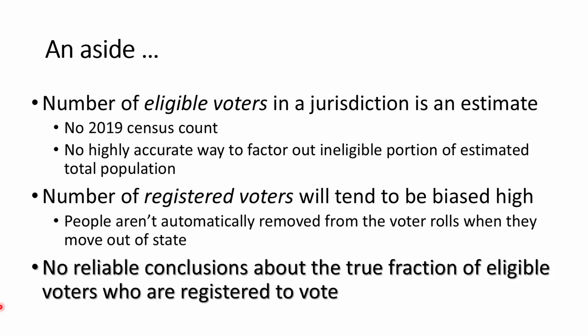So any estimate you have of the number of eligible voters is just that, an estimate. Now, we do know the number of registered voters, but that's going to tend to be biased high. And the reason for that is that people aren't automatically removed from the voter rolls when they move out of state. They are removed from the rolls if you move somewhere within the state because you just update your registration. But if you move from Ohio to some other state, unless you think to drop your voter registration, it's going to stay on the records for a certain number of election cycles. So the number of registered voters is going to tend to be biased high. The number of eligible voters, we don't really know. So I don't think you can draw any kind of reliable conclusion about the true fraction of eligible voters who are actually registered to vote.